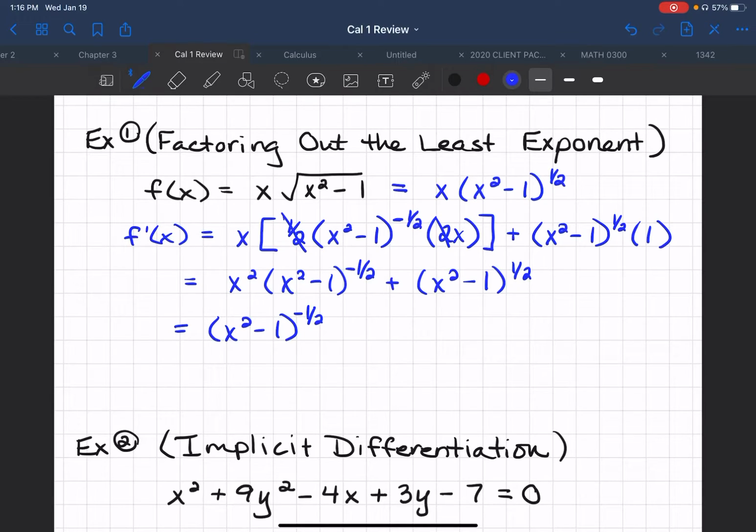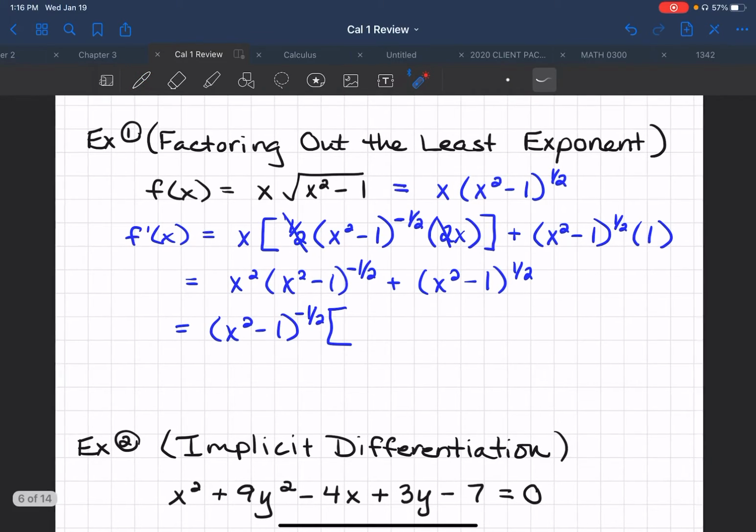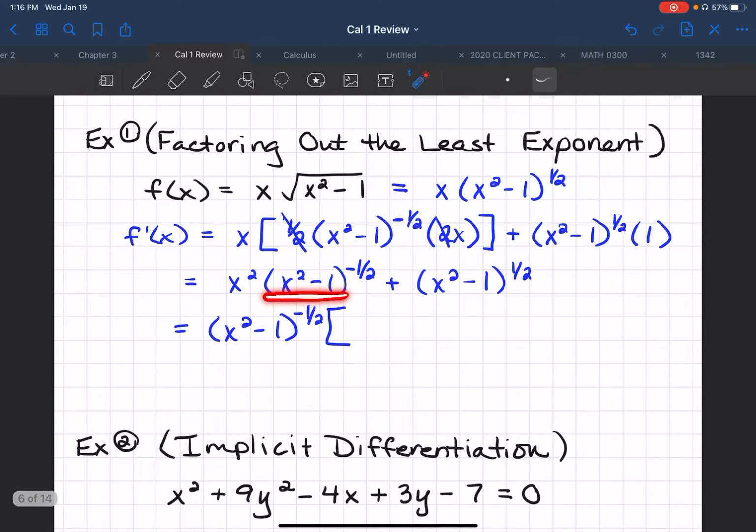So I'm factoring that out of the whole thing, which is just going to leave me with, think about what factoring out means. It's you're dividing by. So when I divide this by itself, that's just going to leave me with 1. So I'll have x squared times 1 plus, and then here, when I divide this by x squared minus 1 to the negative 1/2, it kind of seems nasty, but it's actually nice things will happen.